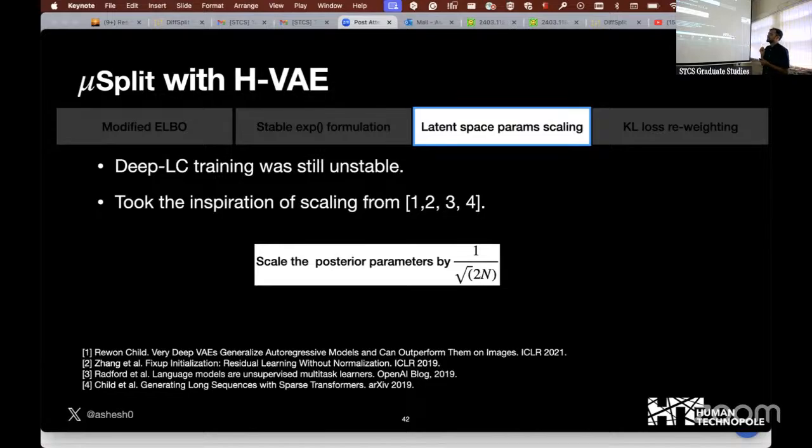Don't ask me why we used square root of 2n here. N is the number of hierarchy levels. Different papers use different factors to scale down their parameters, and we just picked one of them.